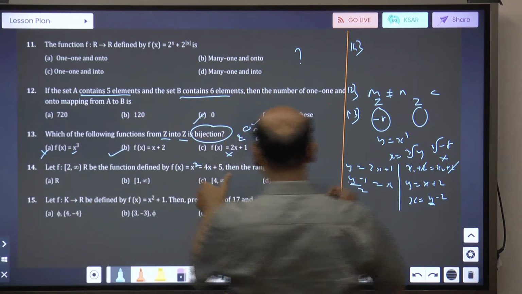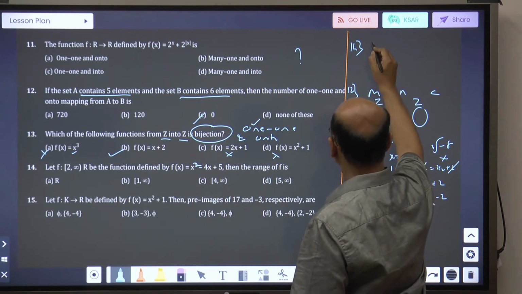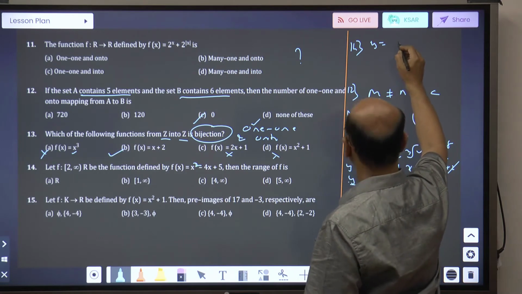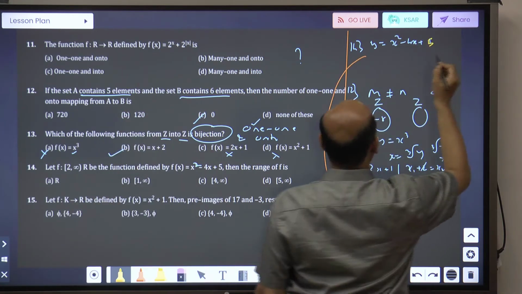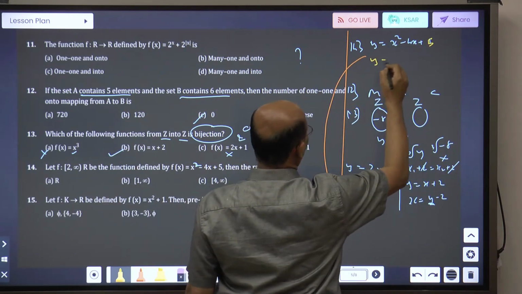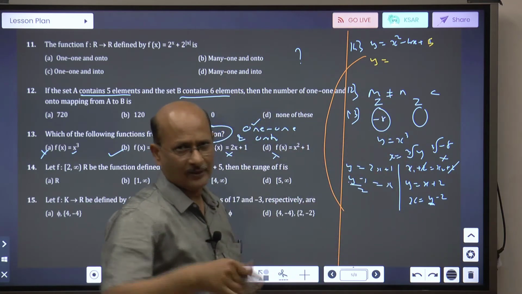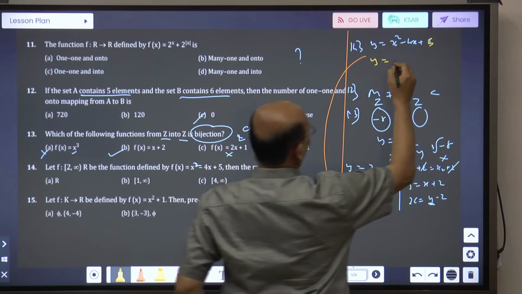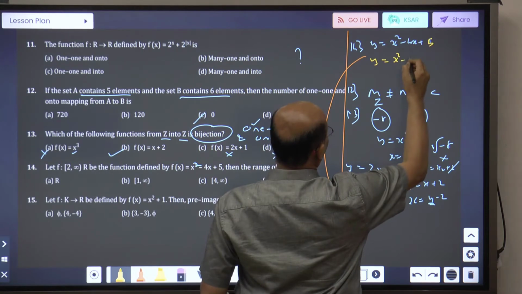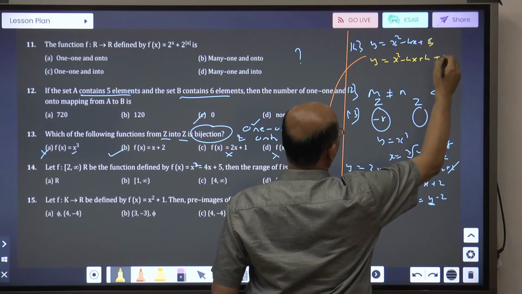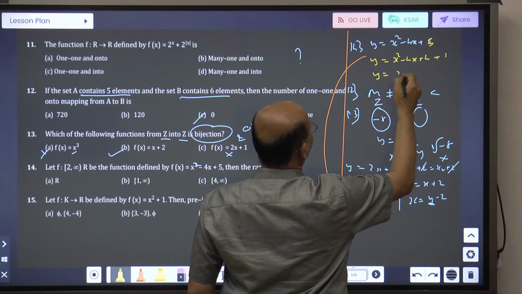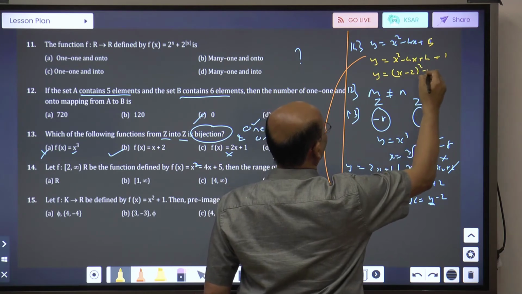Now that means if you take this equation as y is equal to x square, what I can do is write x in terms of y for the range. So I can write this as x square minus 4x plus 4 plus 1. So y is nothing but x minus 2 whole square plus 1.